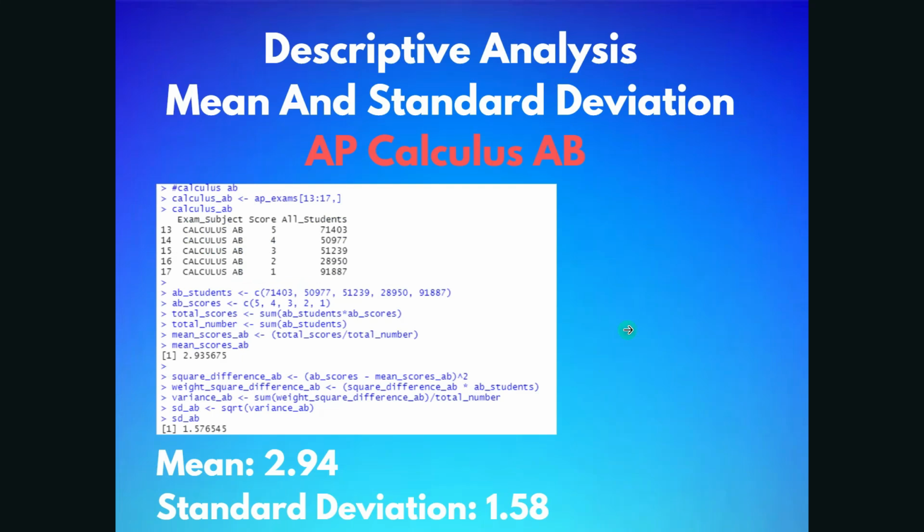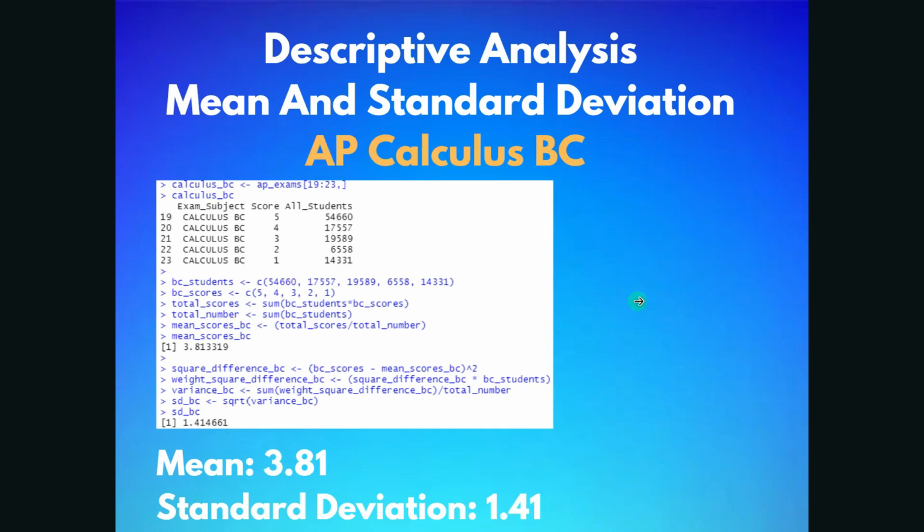And here's a descriptive analysis about calculating the mean and standard deviation. We can see for AP Calculus AB that the mean is 2.94 and the standard deviation is 1.58. And I will also compare that to AP Calculus BC as well. So let's see that. And you can notice that the mean for AP Calculus BC is 3.81, and there are more students earning 5s.